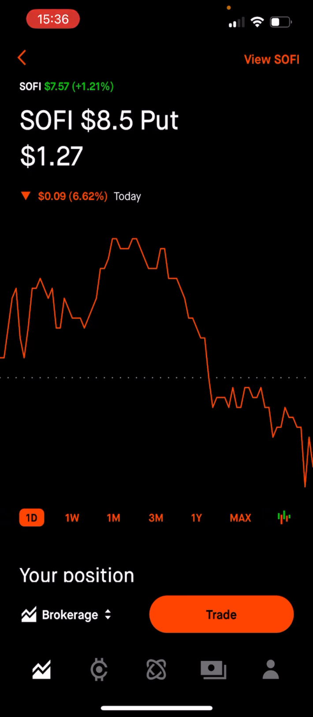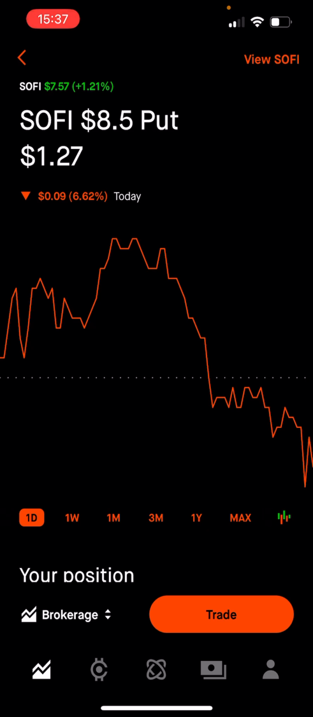Now to calculate the extrinsic value, you're going to do the $1.27 minus the 93 cents, which is going to give you 34 cents of extrinsic value. So this is kind of the meat left on the bone of extrinsic value. So I still have 34 cents of extrinsic value, so it's unlikely that this trade is going to get assigned to me. So I'm not going to do anything with it right now, just allow time to continue to go on and see if SoFi can move up before that expiration date. Now, let's say if I had only like 2 cents of extrinsic value, it would be more likely that this trade was going to get put on me early.